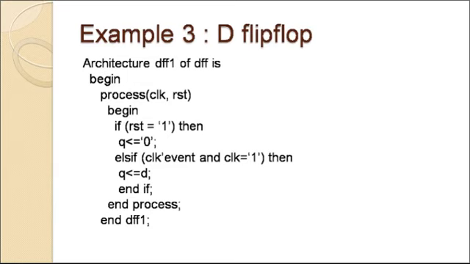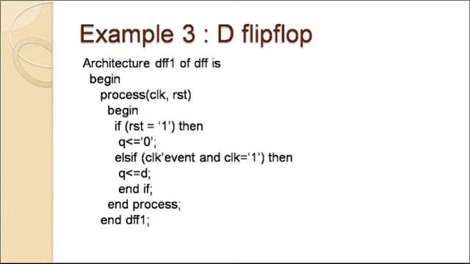Now here is an example of a D flip-flop. A D flip-flop is a sequential circuit, or a circuit which depends upon a clock. I have not written the entity over here, but the entity is very simple. Entity DFF is port clock, reset: in std_logic; D: in std_logic; and Q: out std_logic.